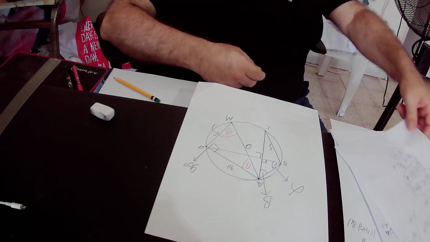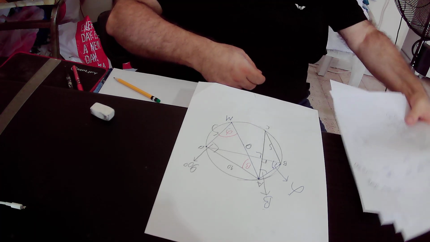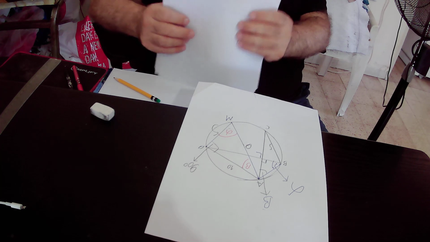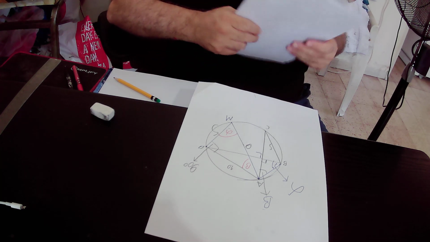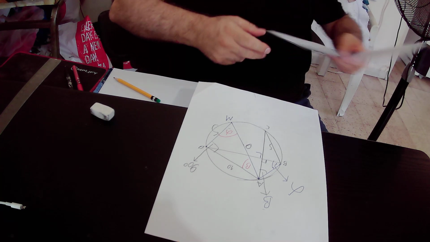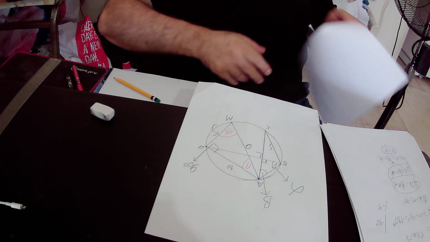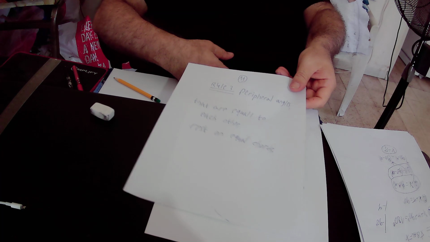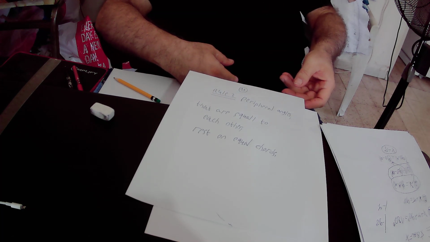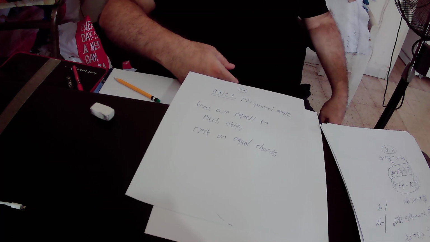Okay, now we have rule number 3, that states that peripheral angles that are equal to each other rest on equal chords.